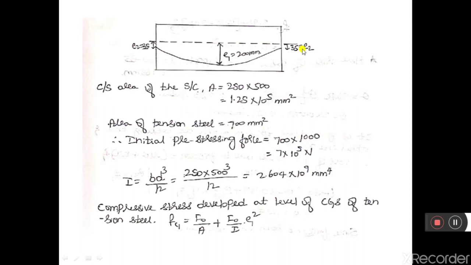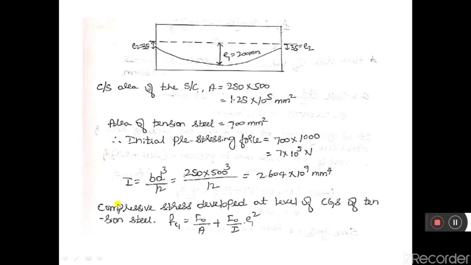In the previous session we had discussed a problem where the eccentricity e1 was 250 mm and the eccentricity e2 was 0 mm. Here the stresses in the concrete will be different due to the eccentricity of 200 mm, and the stresses near the supports will be different due to the eccentricity of 35 mm. So we need to consider the average compressive stress in the concrete due to both eccentricities.